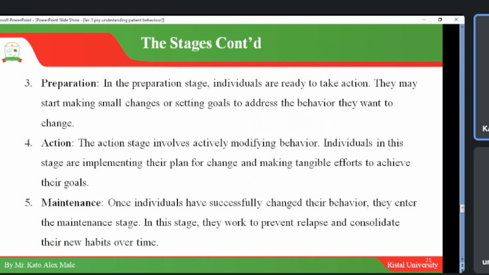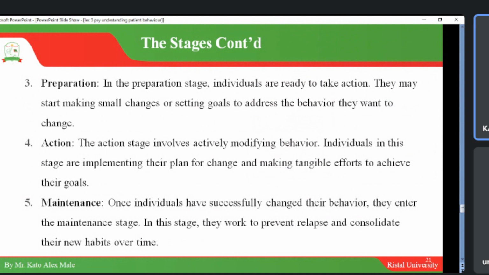And then action, number 4, they now take action. Here they actively modify the behavior. They start doing the real thing. They start taking regular physical exercise. So here they are implementing their plan. Remember in preparation, this individual came up with a plan, and in action, they are implementing the plan.